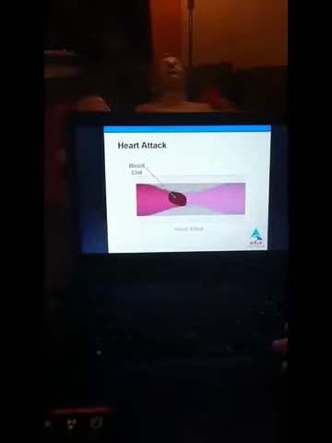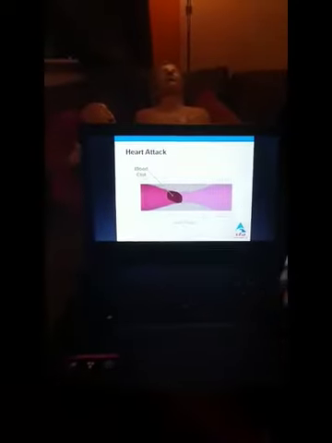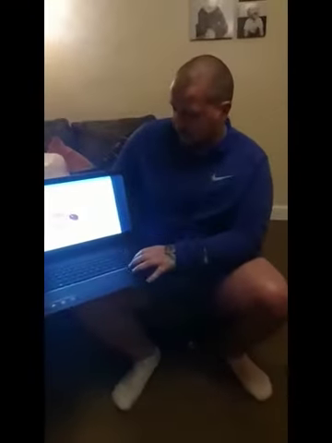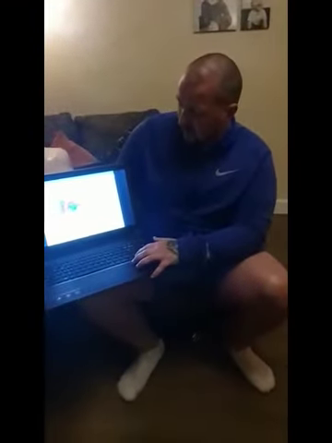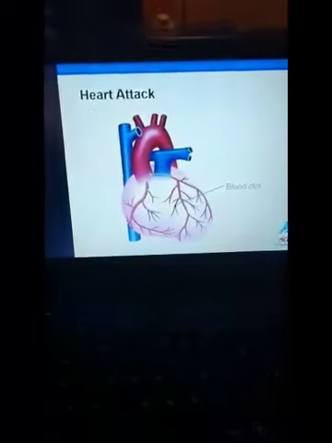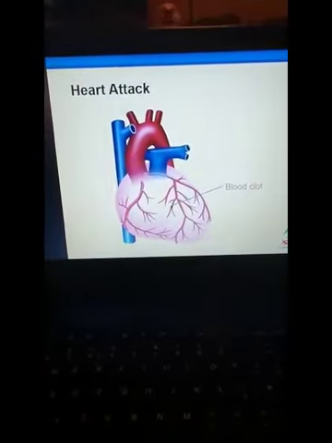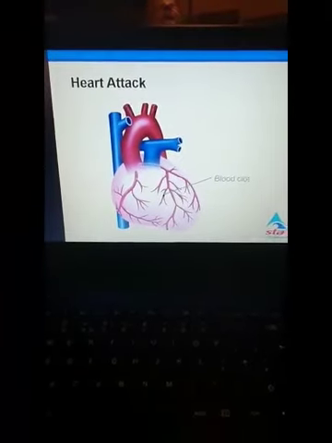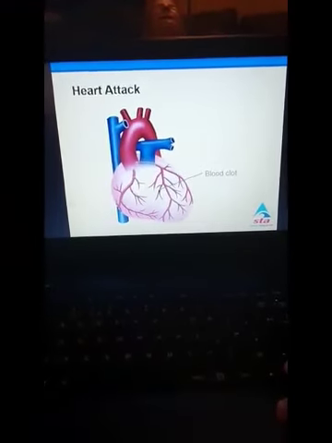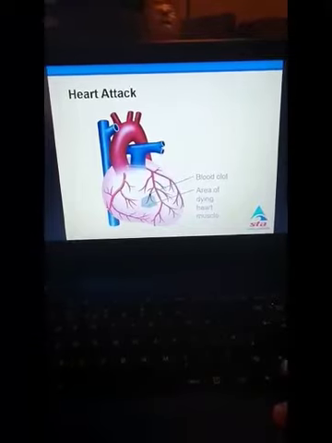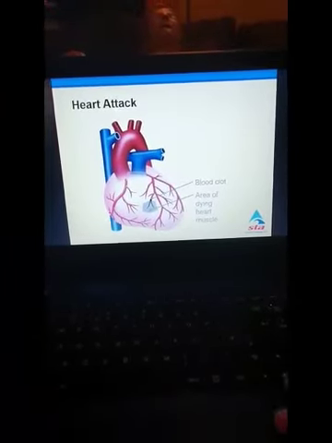A heart attack is where a blood clot has stopped the blood supply going to the heart properly. So the blood clot is down there at the bottom. Because of the blood clot, the blood isn't getting through the coronary artery, the area eventually dies and the heart muscle becomes dead.